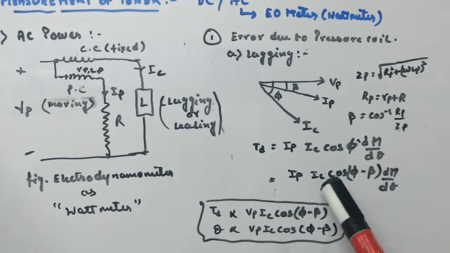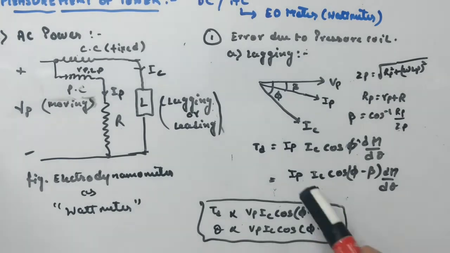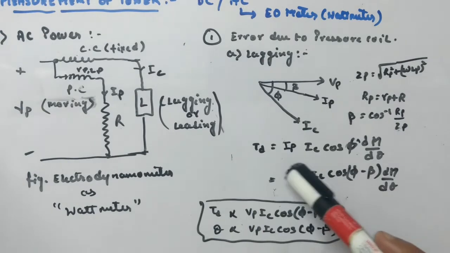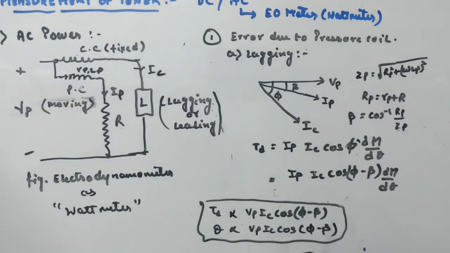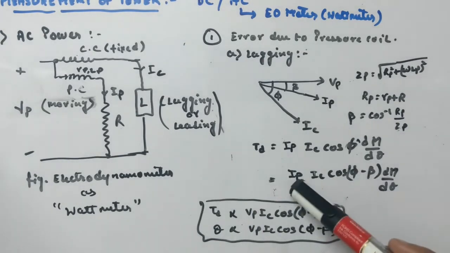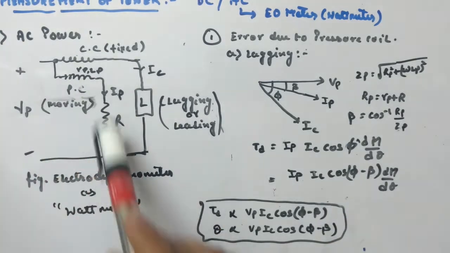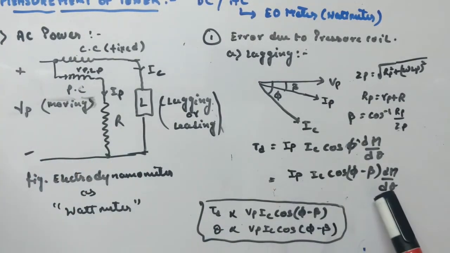Now these parts are constant, and I can write IP as Vp divided by Zp. Since I have already considered the phase, I only have to write the magnitudes, so the magnitude will be Vp divided by Zp, and Zp is constant, that is why TD will be proportional to Vp IC cos phi minus beta. dM by d theta is also constant, which means theta will be proportional to Vp IC cos phi minus beta.